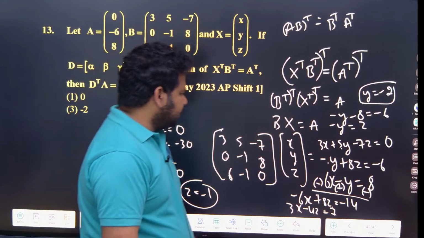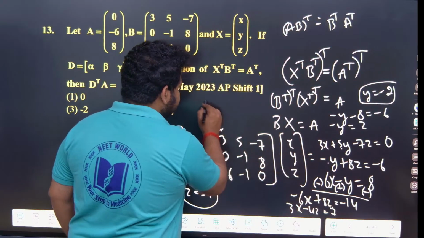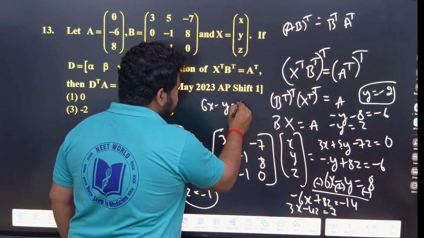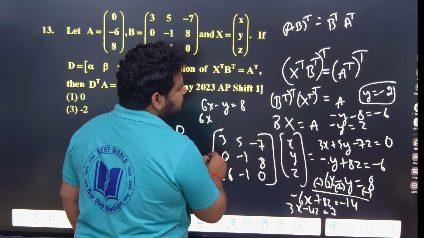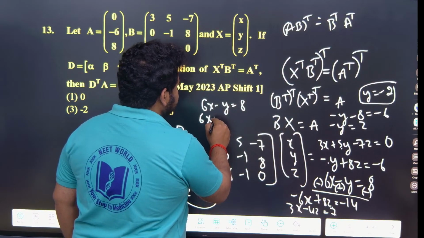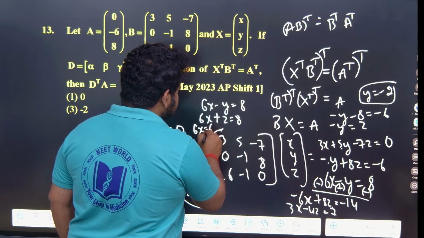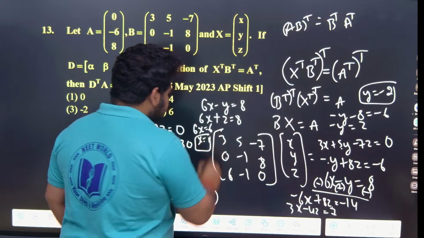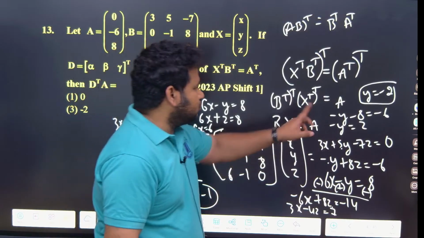So you can put it in any of the equations. 6x minus y is equal to 8. Correct? 6x minus y is equal to 8. So 6x minus y is what? Minus 2. Minus into minus, plus 2 is equal to 8. So 6x is equal to what? 6. X is equal to 1. Okay, so be careful. X is equal to 1, z is equal to minus 1, y is equal to minus 2.